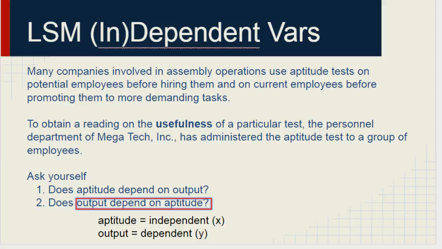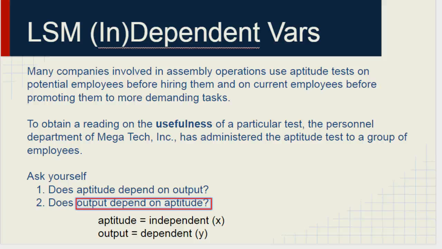So, let's take a look at the example from the content. The scenario we're given is many companies involved in assembly operations use aptitude tests on potential employees before hiring them, and also on current employees before promoting them. This is something that is often done in something like a car manufacturing plant, where you need to have certain skills, and you need to know that people possess those skills at a certain level before you can use them.